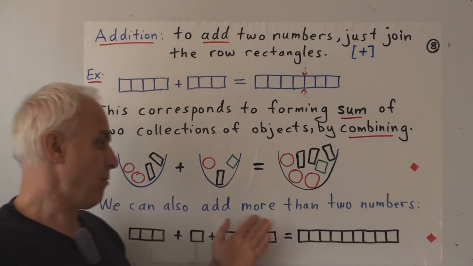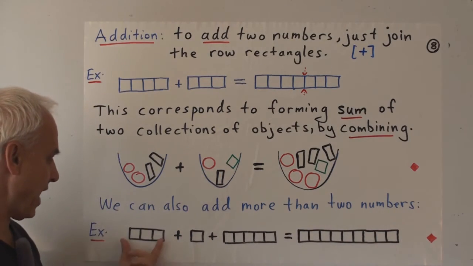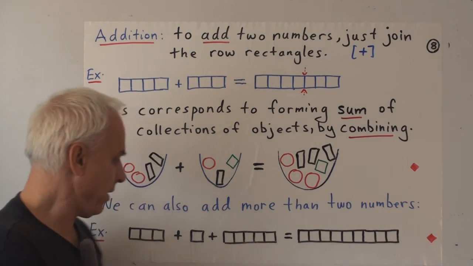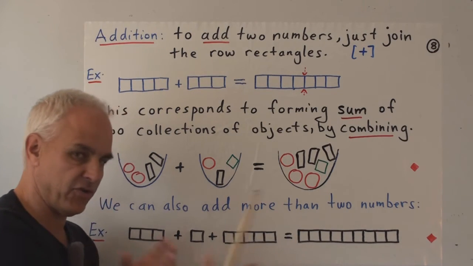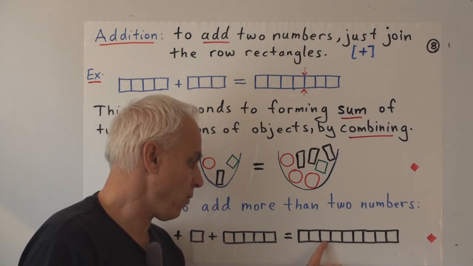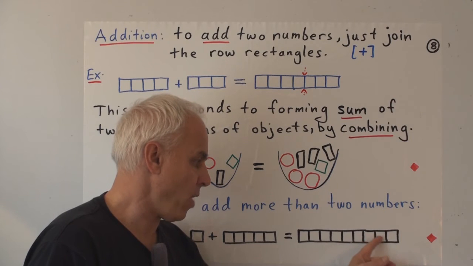We can also add more than two numbers. So if we want to add 1, 1, 1 plus 1 plus 1, 1, 1, 1, 1, we just take those three rectangles, shove them together to get the number 1, 1, 1, 1, 1, 1, 1, 1, 1.